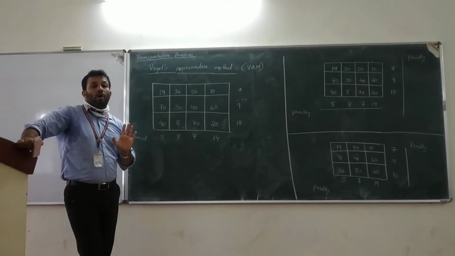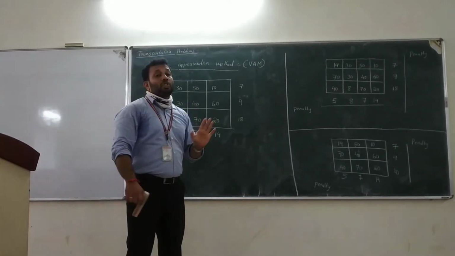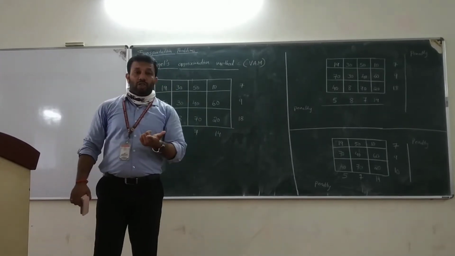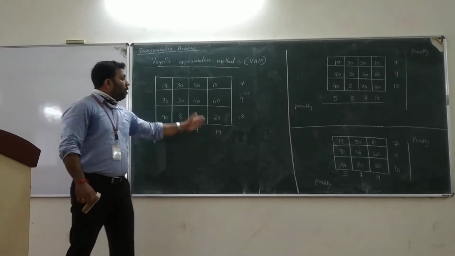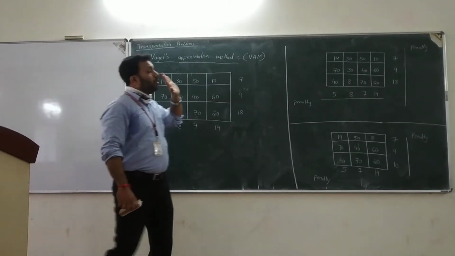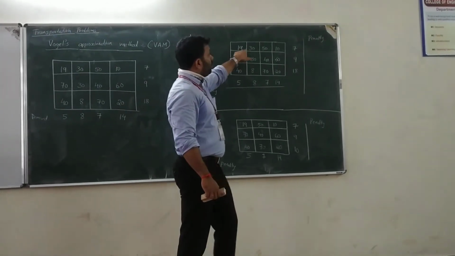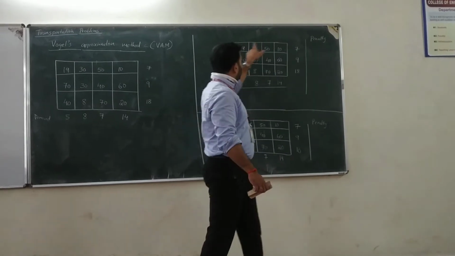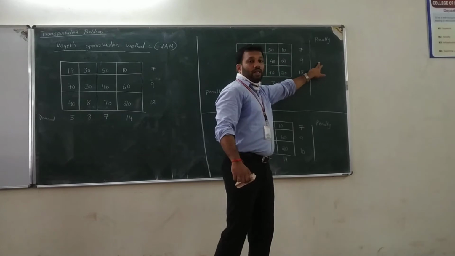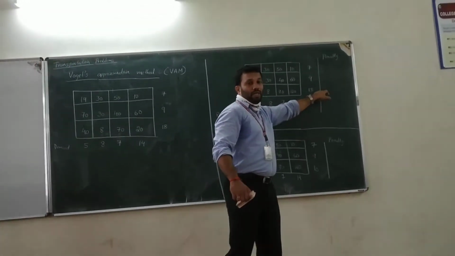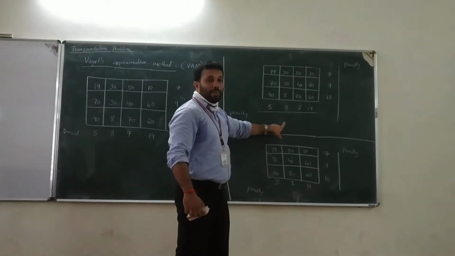I will explain how to select the penalty. The penalty is nothing but the difference between the least cost and the very next cost in that particular row or column. So we have to write the penalties for all the rows and for all the columns. I am going to write that here. The first row, I write the penalty over here. Second row, third row, similarly the first column, and the second column.